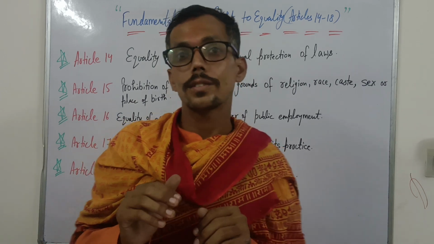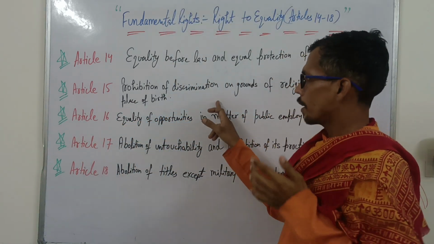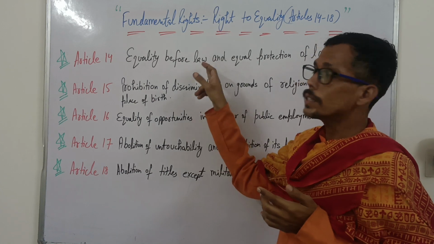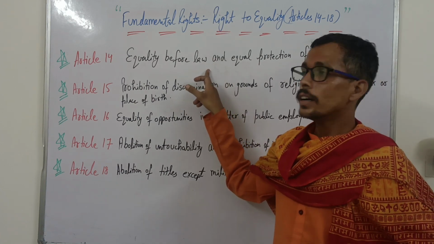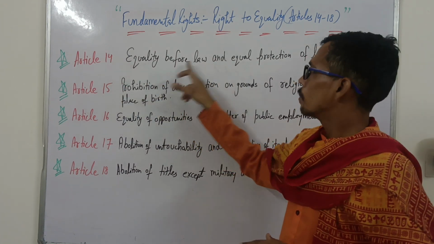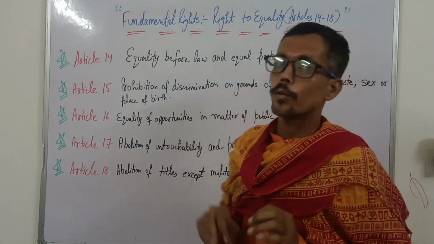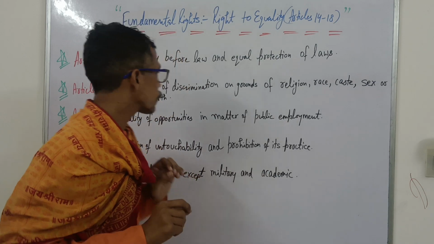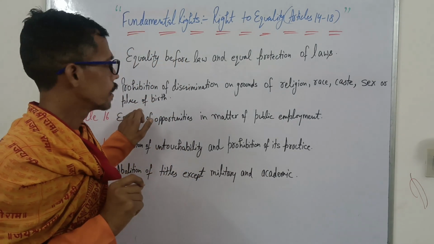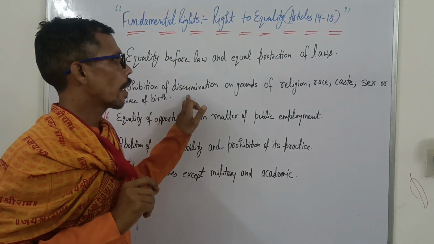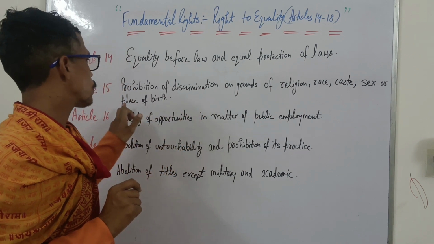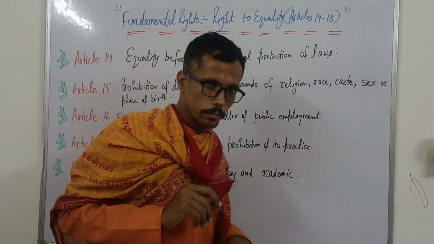So we'll continue with the discussion on the second right, Article 15. This is going on under the right to equality. We discussed Article 14, equality before law and equal protection of laws. Now we are discussing Article 15. What does it say? Article 15 says there is prohibition of discrimination on the grounds of religion, race, caste, sex, or place of birth.